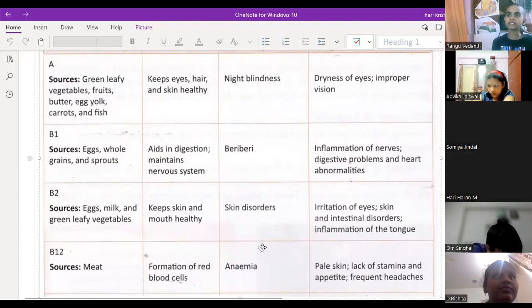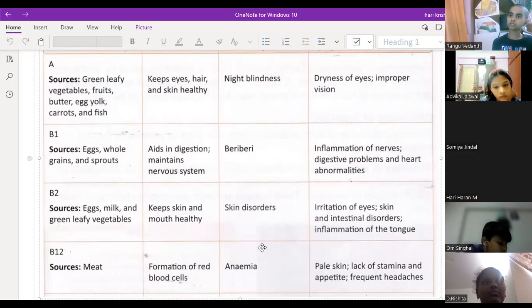So next one, what is the vitamin B2 source? Eggs, milk, and green leafy vegetables. So what is the main function of vitamin B2? Keep skin and mouth healthy. Keep our skin and mouth healthy. Only when our mouth is healthy can we eat properly, right?